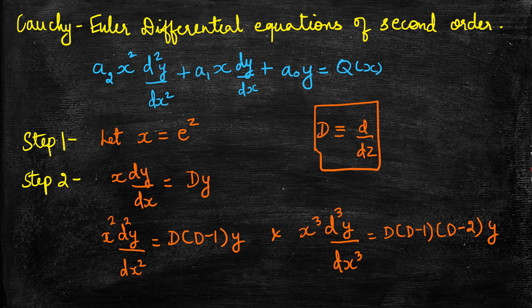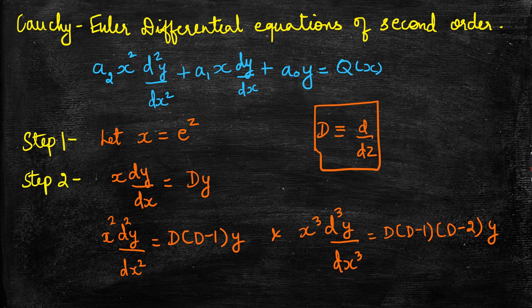That is, you'll have some constant multiplied by x square d square y by dx square. So along with d square y by dx square, you'll have an x square term, and along with x dy by dx, you'll have an x term. Similarly, if your equation has d cube y by dx cube, then your coefficient will have an x cube term in that. So you'll have to remember the form of your Cauchy-Euler differential equation.